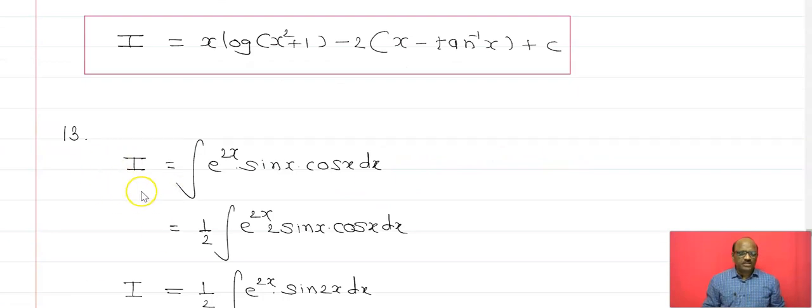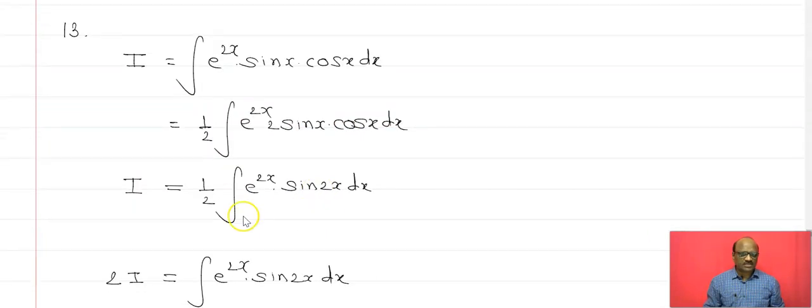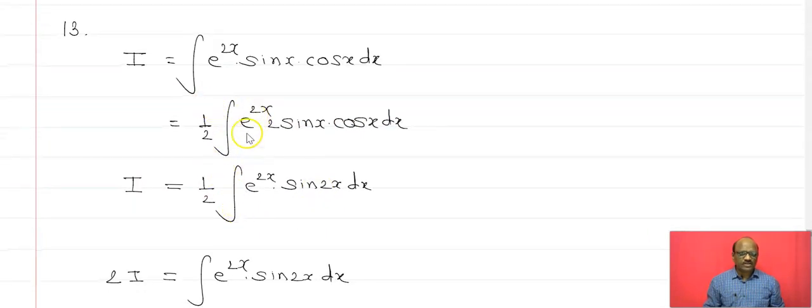Now the problem number 13. I is equals to integral e raised to 2x sin x into cos x dx. Then here what will we do? We will adjust 2 here. That is 1 upon 2 integral e raised to 2x into 2 sin x into cos x dx. But what is the value of 2 sin x into cos x? That is sin of 2x. Therefore, I is equals to 1 upon 2 integral e raised to 2x sin of 2x dx.